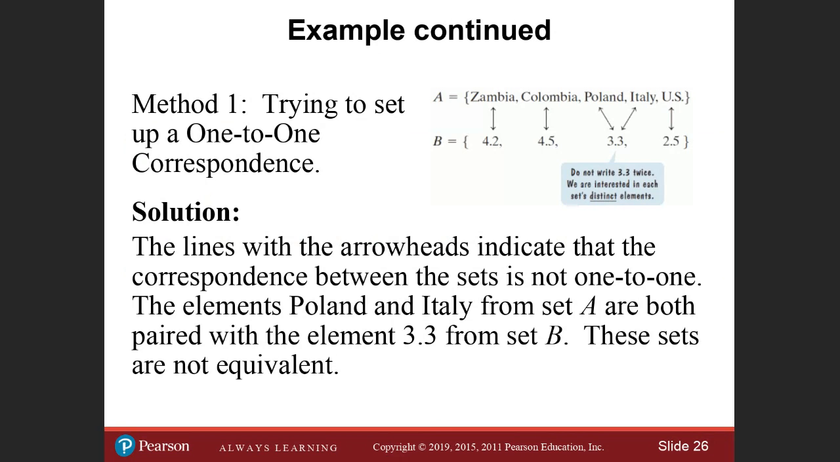I want you to look at this one here. So this one refers to the one-to-one correspondence. This one is not, right? So you have twice for Poland and Italy. It's not one-to-one. So that's an example.